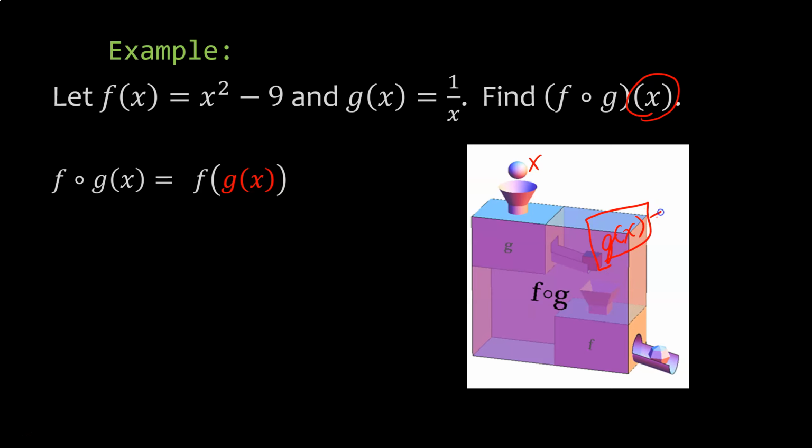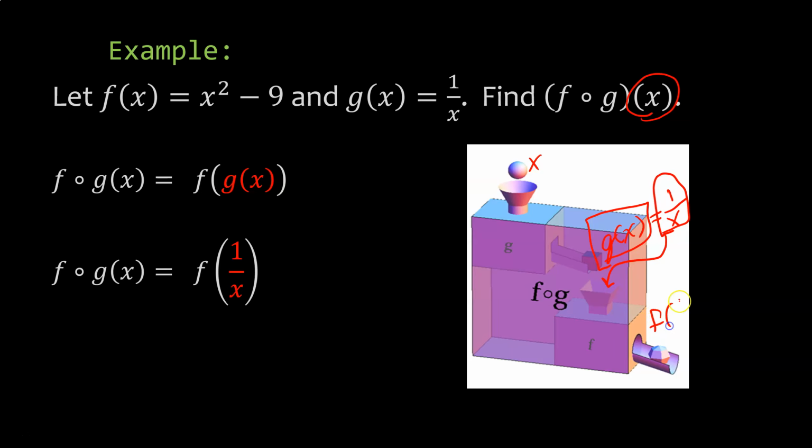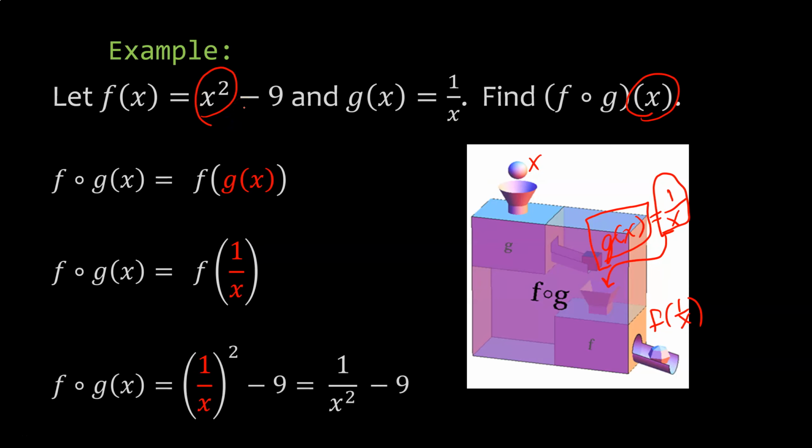But what is g of x now? g of x in this case is defined as 1 over x. So 1 over x is my input into f, and what I really have is f of 1 over x. To find f of 1 over x, I put 1 over x wherever the input is, and I will have 1 over x squared minus 9 being f of g of x.